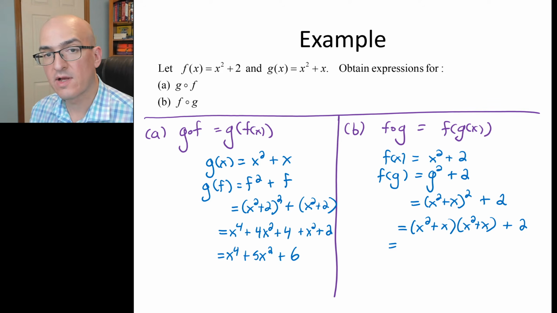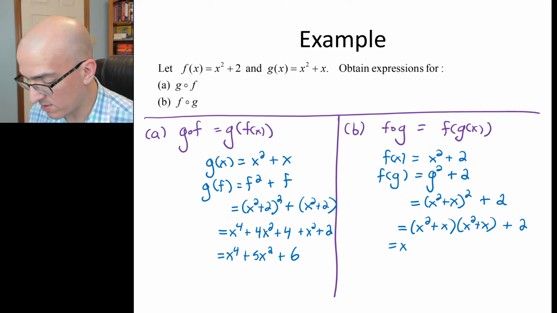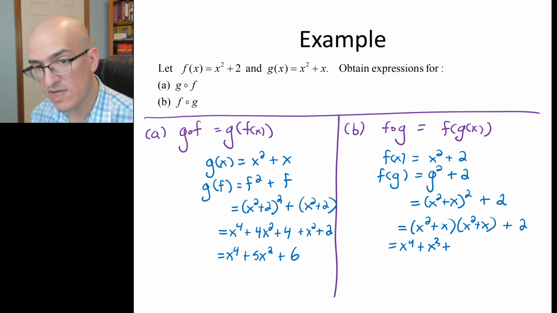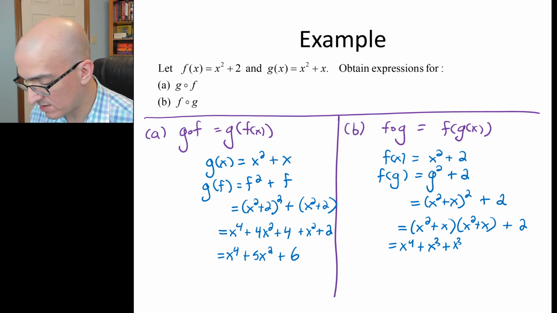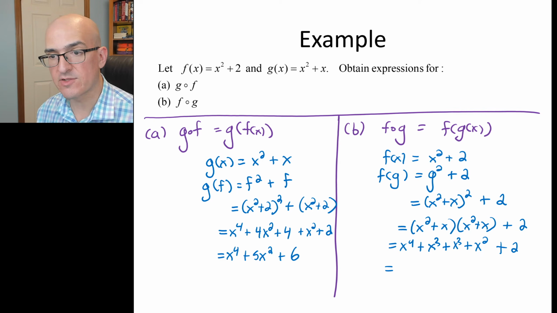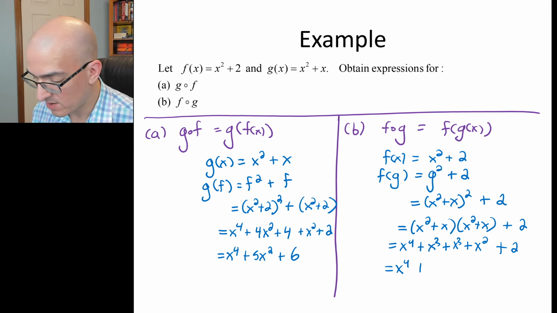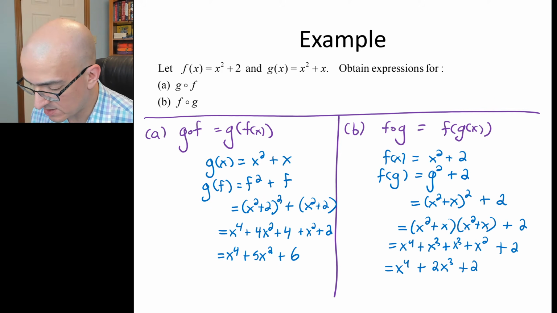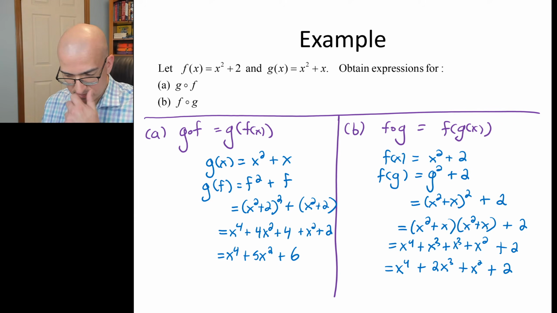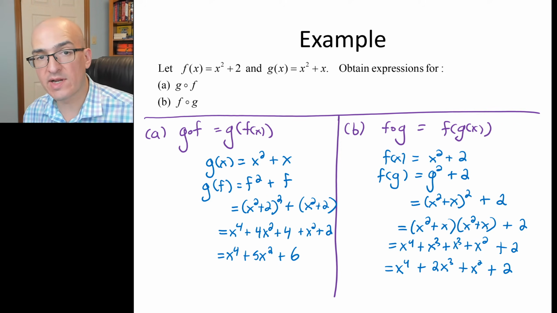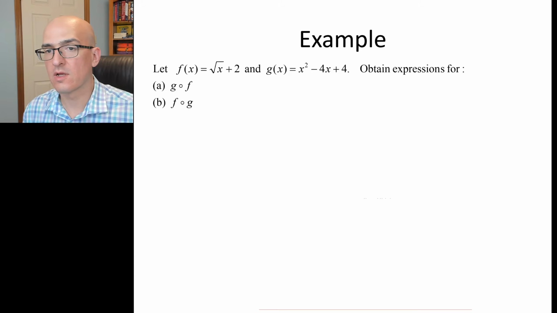Now we FOIL. X squared times x squared is x to the power of 4. X squared times x is x to the power of 3. Inside times inside, x to the power of 3 as well. And last times last, x squared. Now there's one more step, which is to combine like terms. There's only one power 4. There's two terms with power 3, so 1 times x to the 3. Another 1 times x to the power of 3 is 2x to the 3. There's a single x to the power of 2, and then a plus 2. So that'd be the answer for that one. And again, notice that they are different.